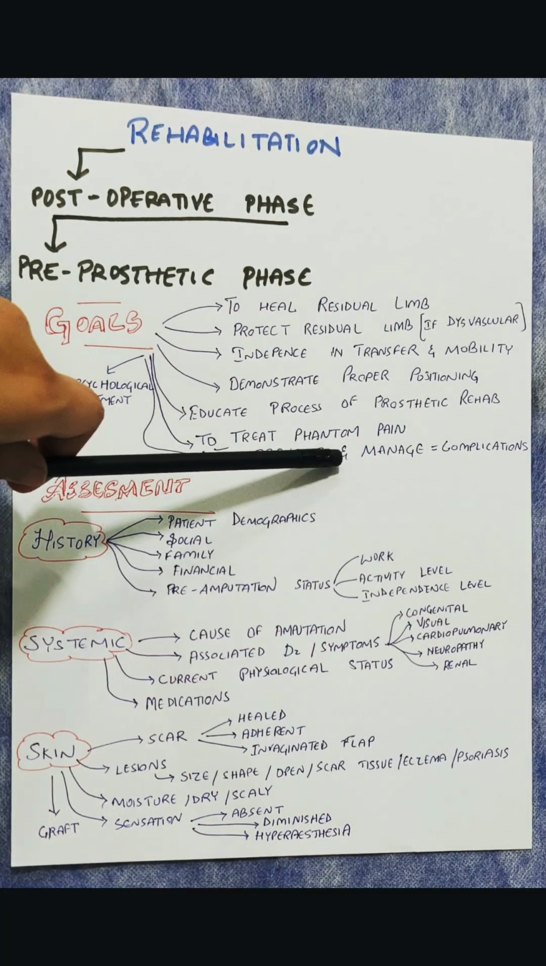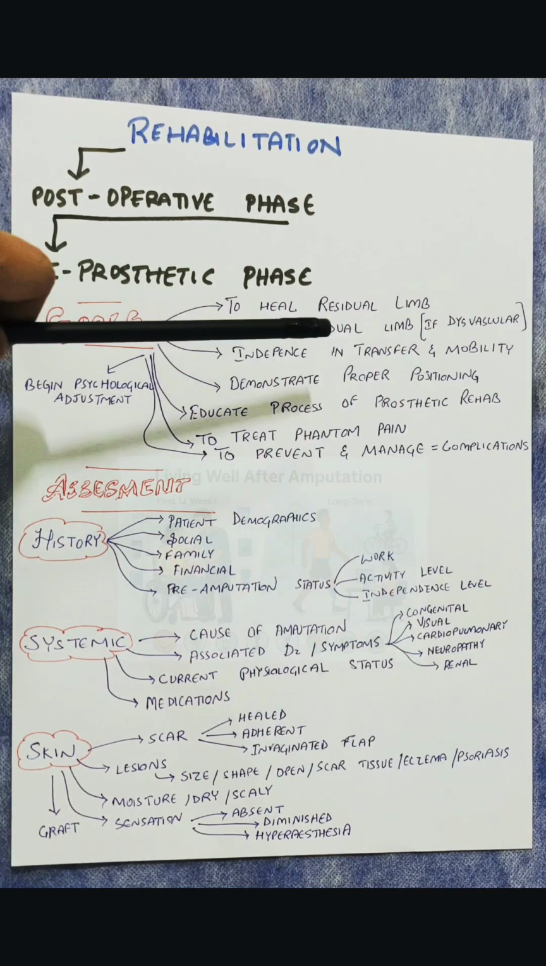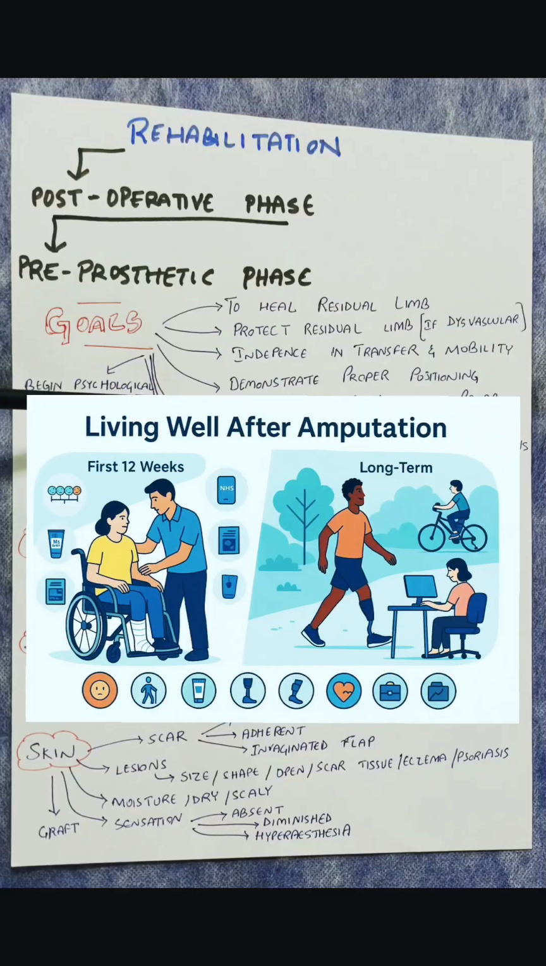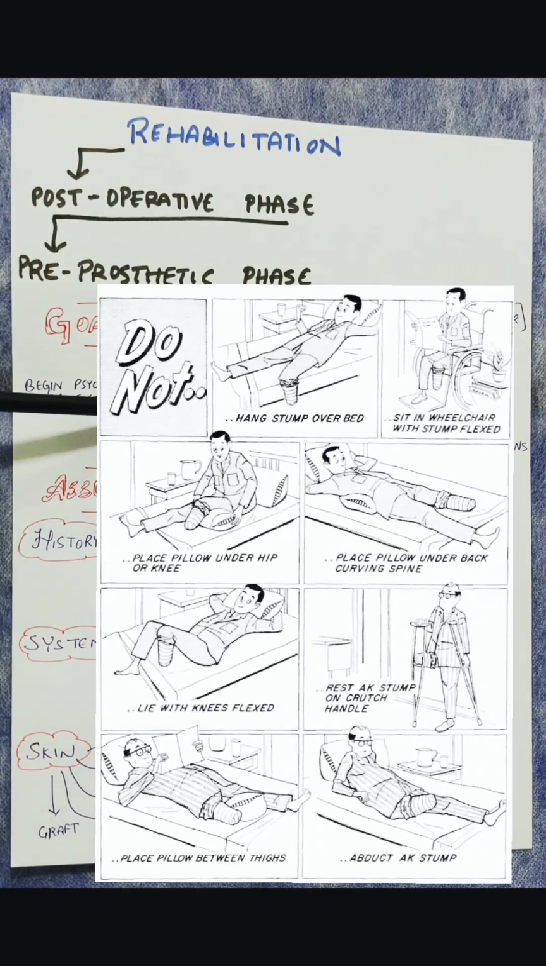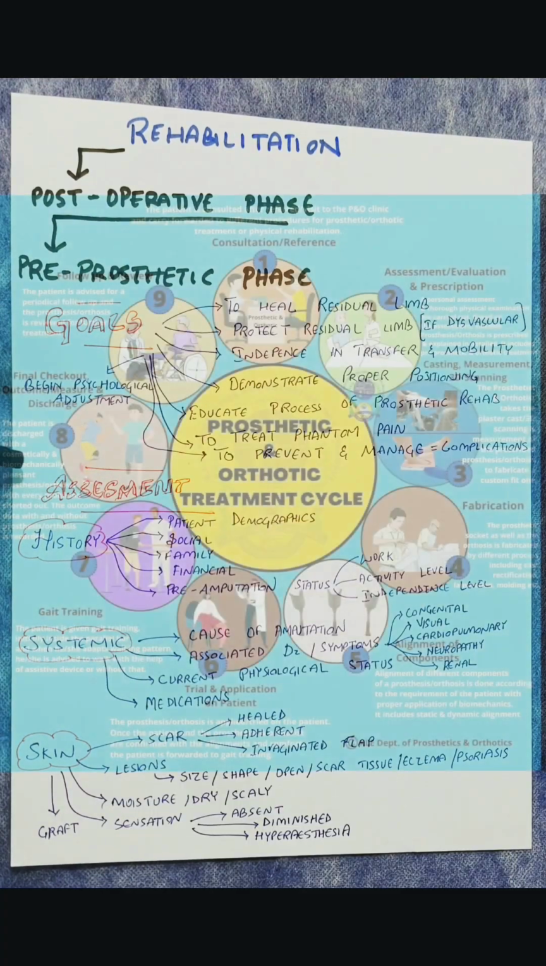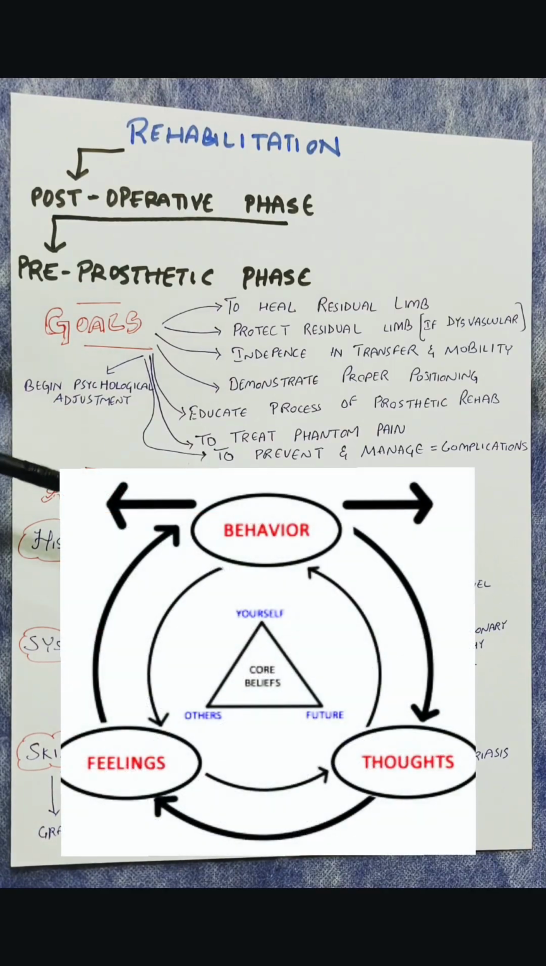We've got to treat their phantom pain. We've got to help get them independent in transfer and mobility. We've got to demonstrate proper positioning, educate the process of prosthetic rehabilitation, and especially begin with psychological adjustment.